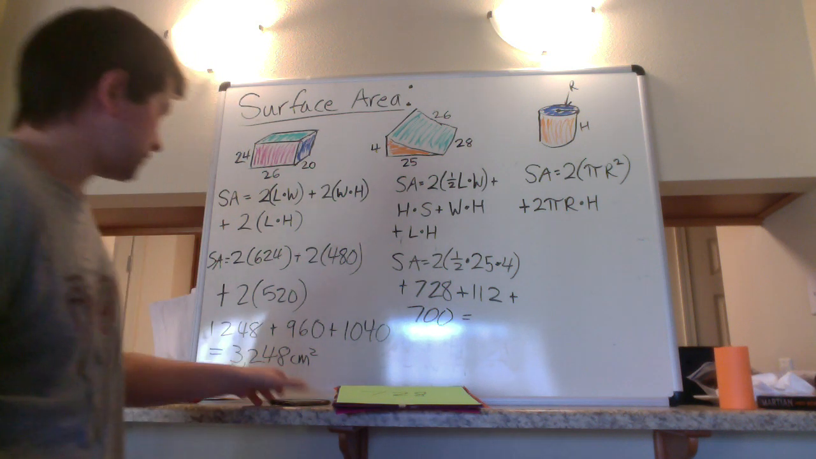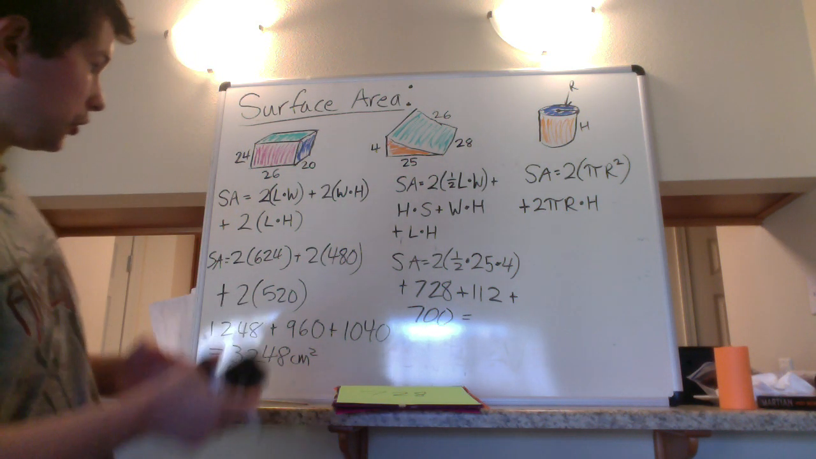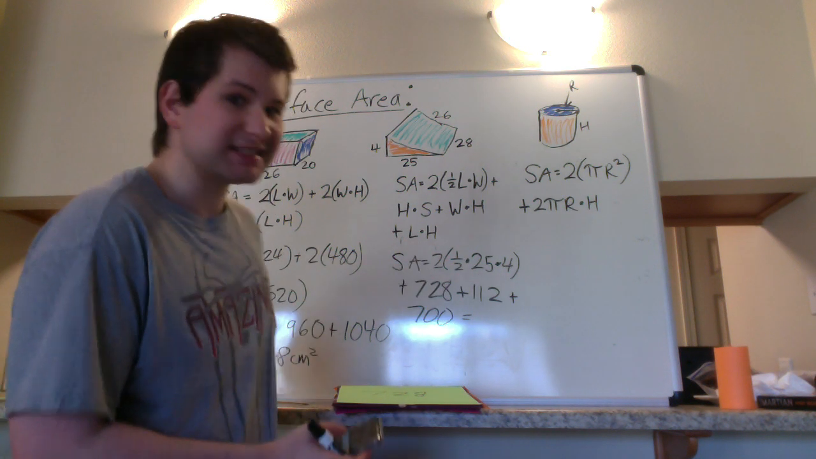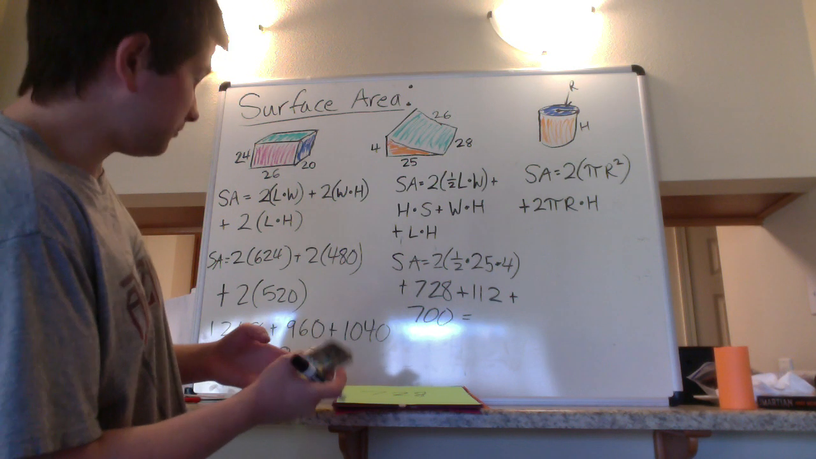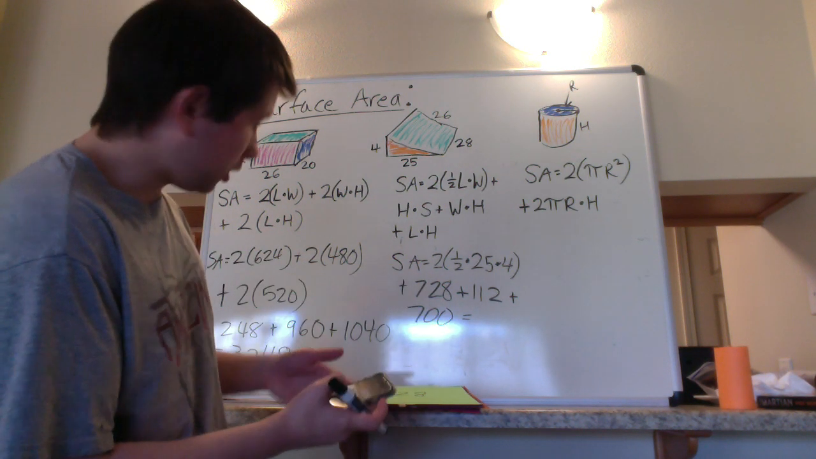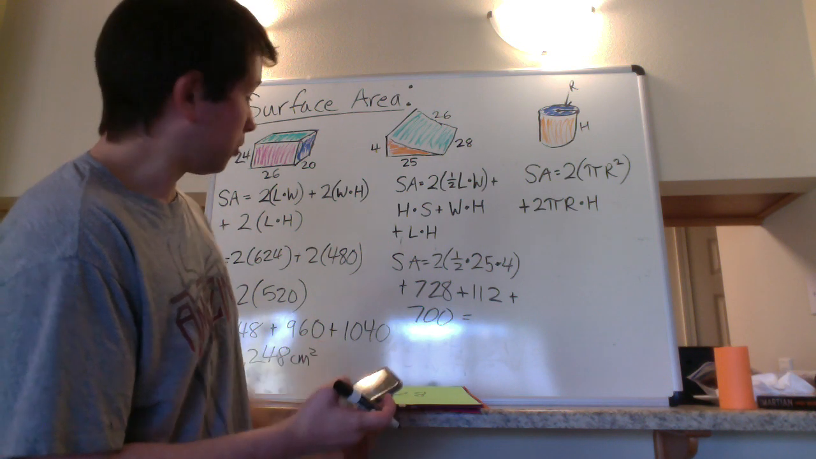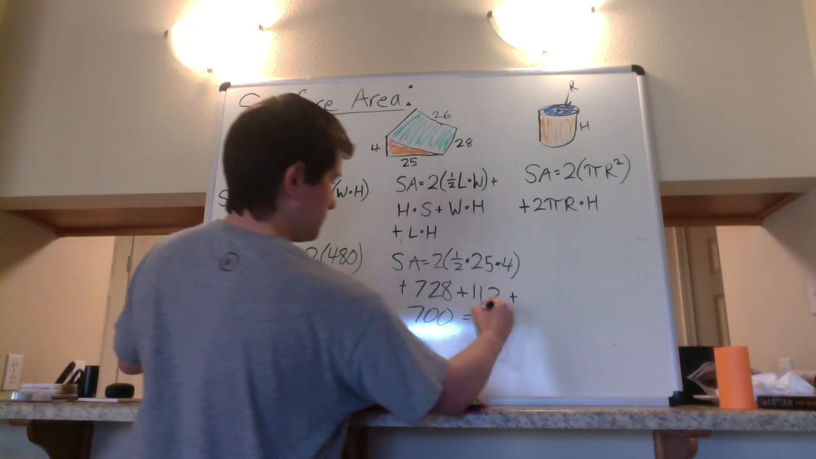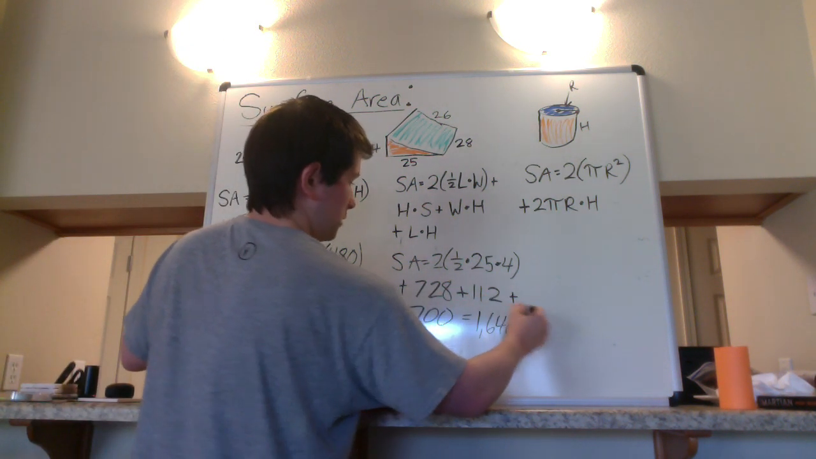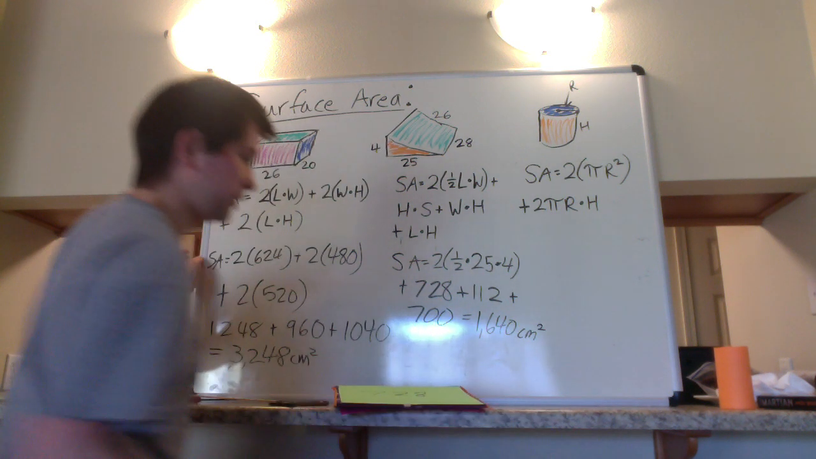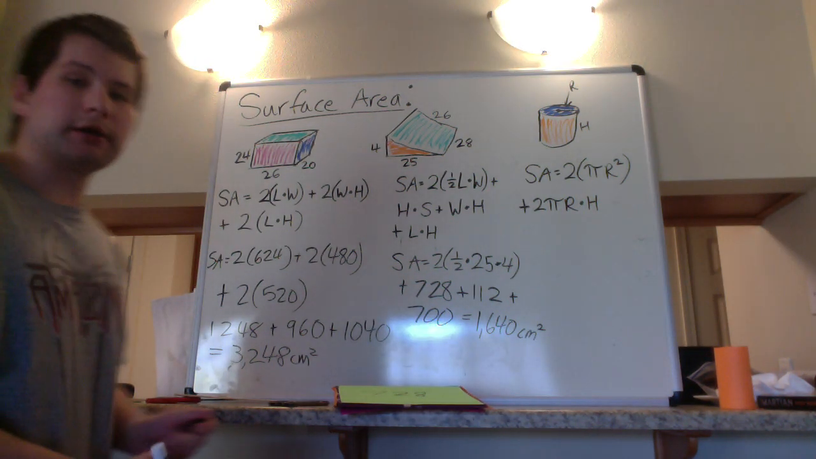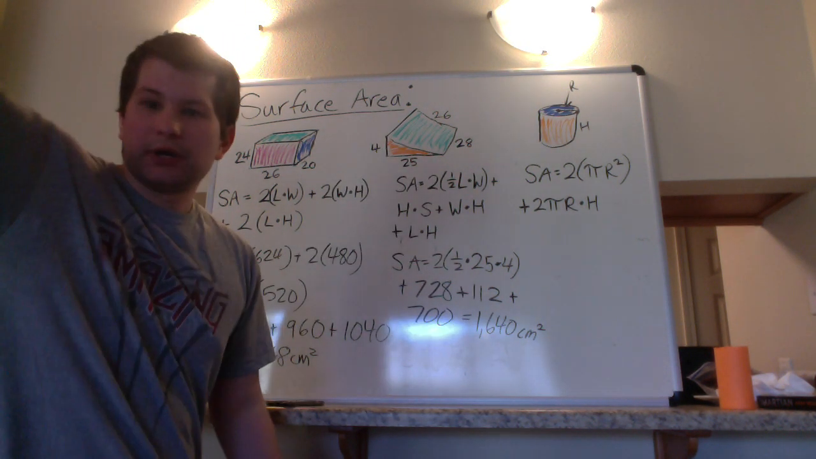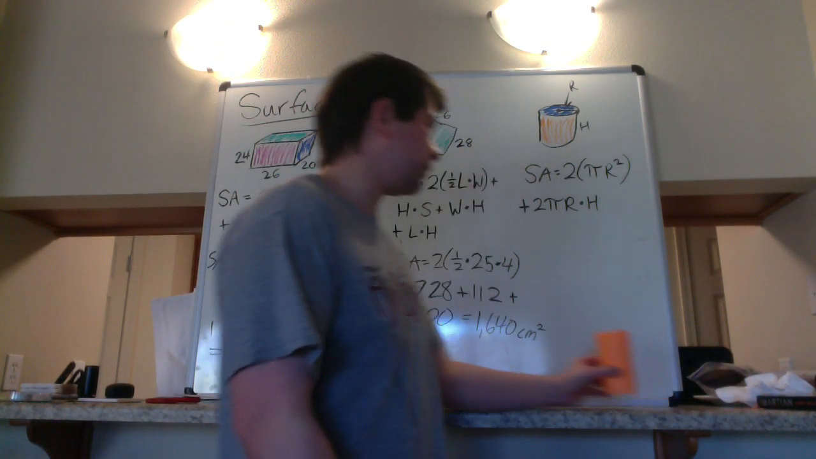So let's calculate this all out. I said 1/2 times 25 times 4 is 50. 2 times 50 is 100. So we have 100 plus 728 plus 112 plus 700. And I got 1,640. And I better put square centimeters because it is an area and I was measuring in centimeters. All right, cool. Done with the binder. Let's move on to the last one.